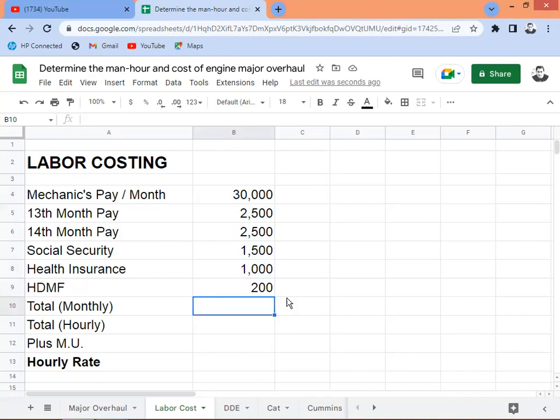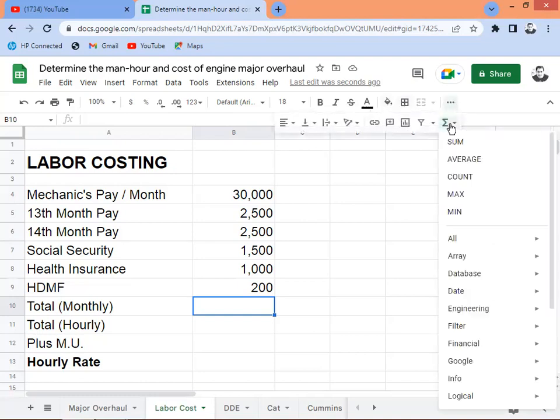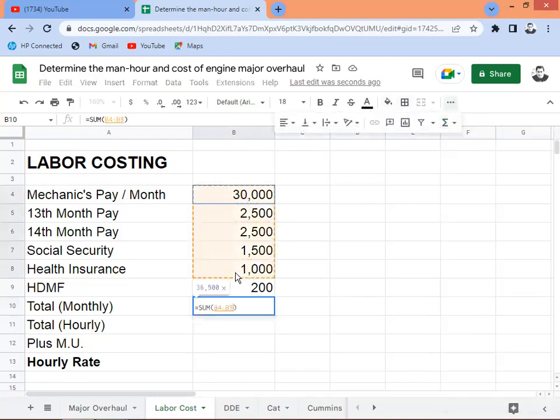We want to find this out because we want to know how much we're gonna charge the customer for the major overhauling cost, in terms of the labor cost. So how much would be the monthly? The monthly would be the total of all of this. So we find the sum of this. Okay, so that would be the monthly cost for the employer or the company, 37,700.